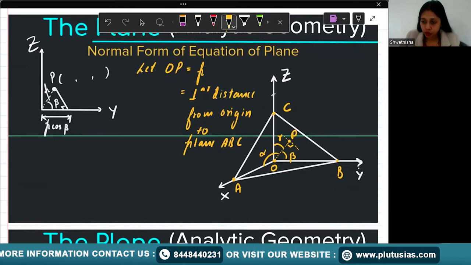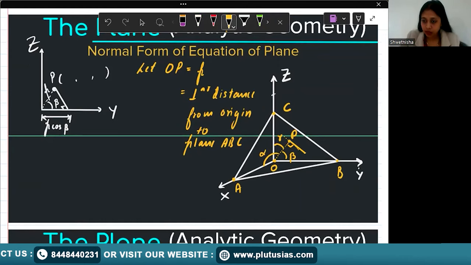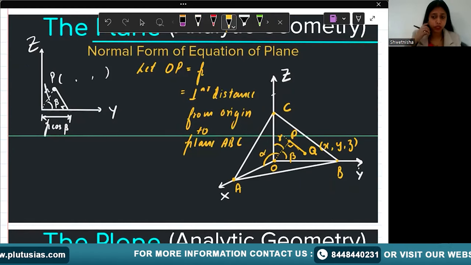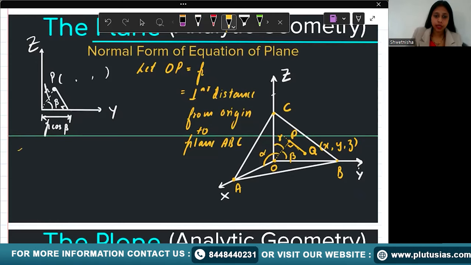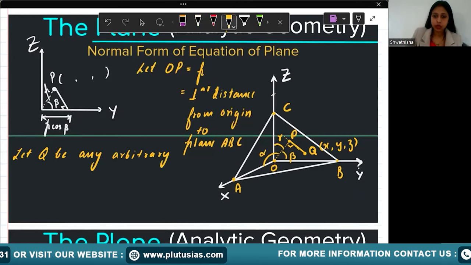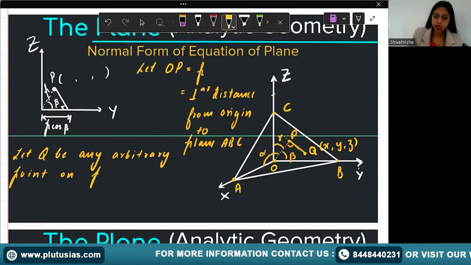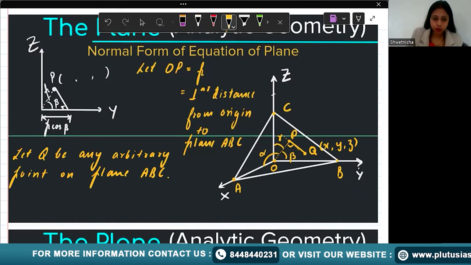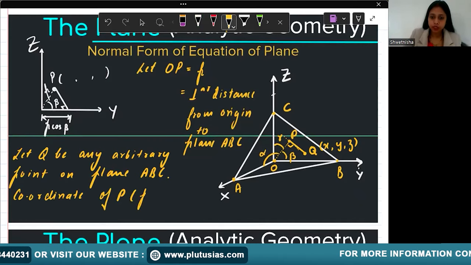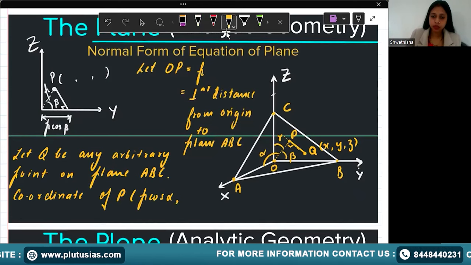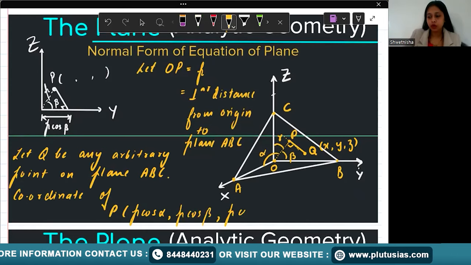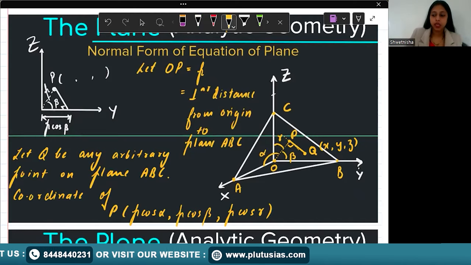Before that, let us take a point Q also. Point P is obviously on the plane. Let us take another point Q on the plane, which is simply (x, y, z). That can be any arbitrary point. So let Q be any arbitrary point on plane ABC. So what will be the coordinates of P? The coordinates of P would be (p cos alpha, p cos beta, p cos gamma), right?